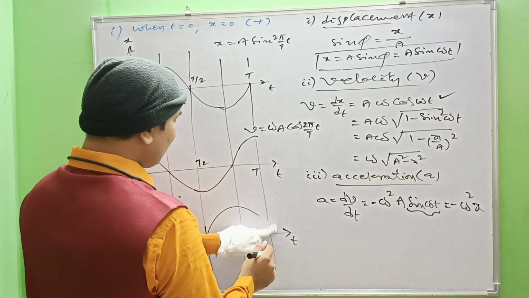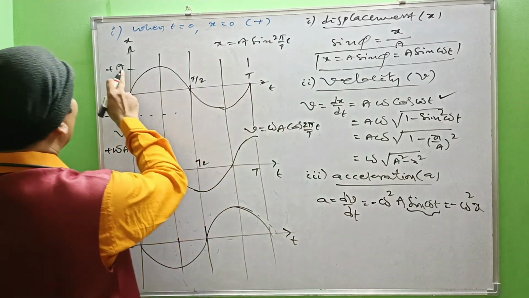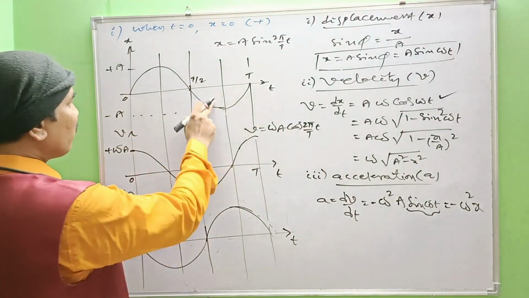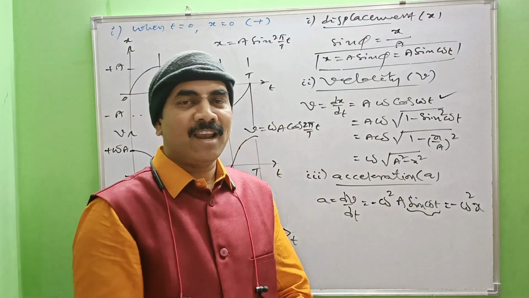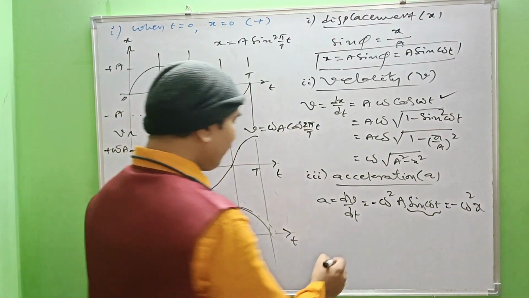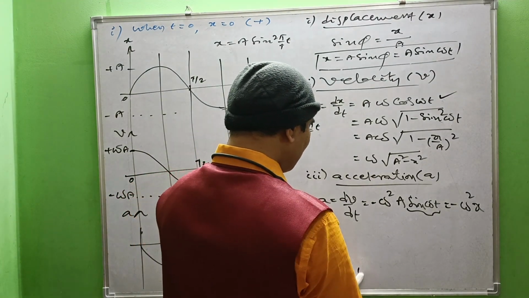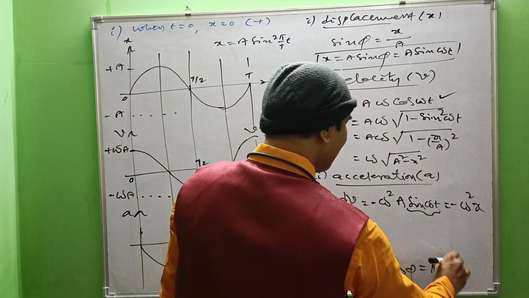So that means the phase difference between displacement and acceleration, see, crest goes into trough, trough goes into crest. In the sense, both differ by a phase angle of pi radian. So between x and acceleration, phase difference delta phi equal to pi radians.